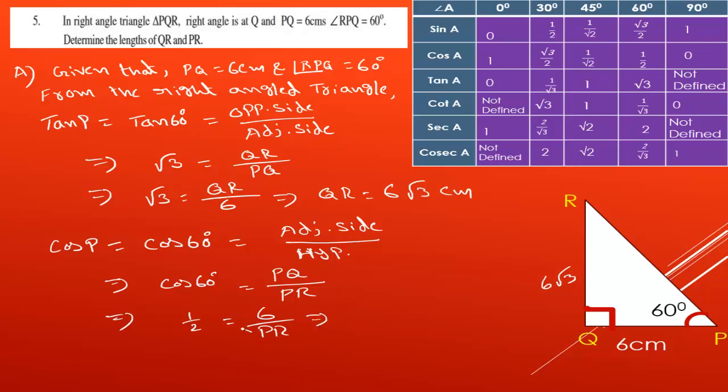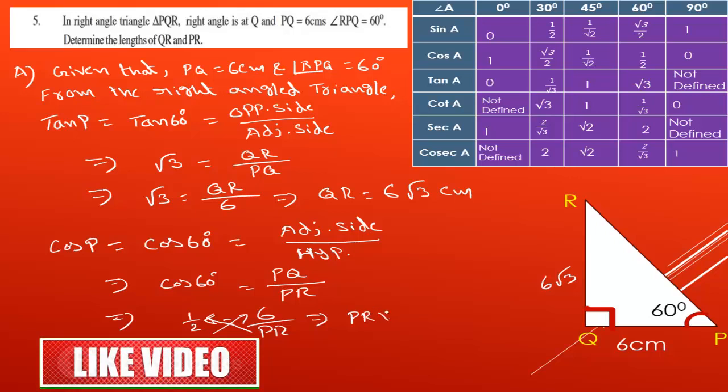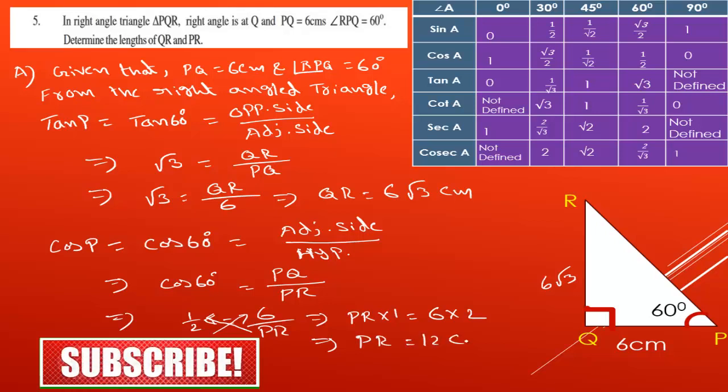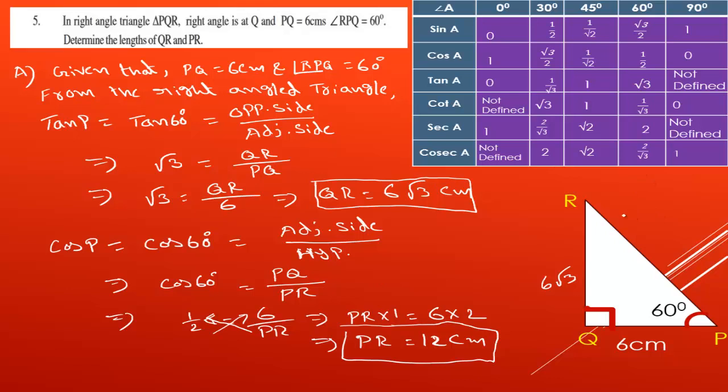That implies here we can do the cross multiplication, that is PR into 1 equal to 6 into 2. That implies PR equal to 12 centimeters. That's it. We got the length of PR as 12 centimeters. Fifth problem is over.